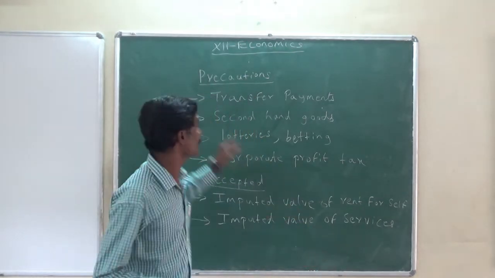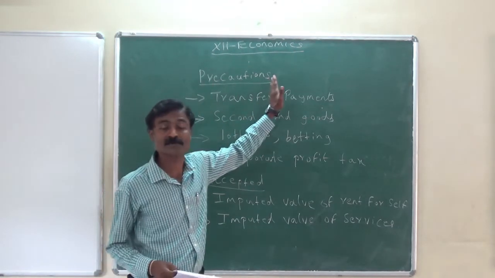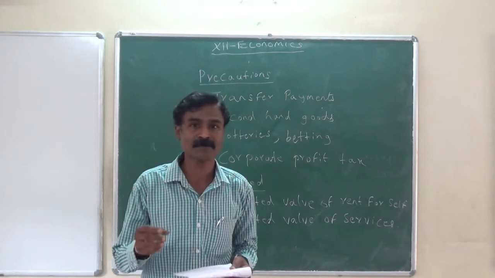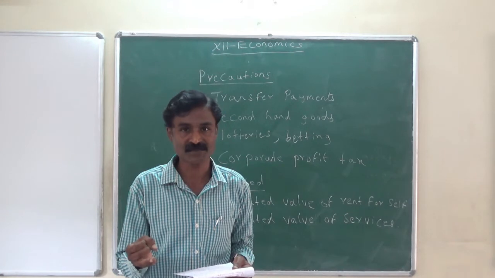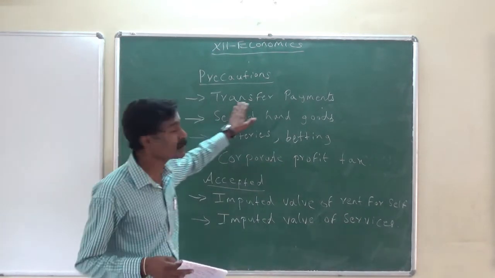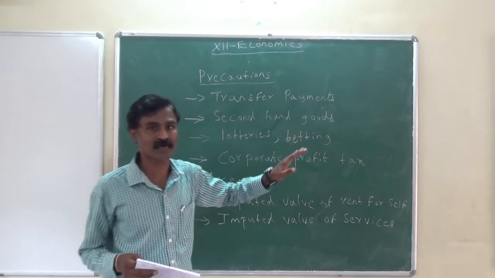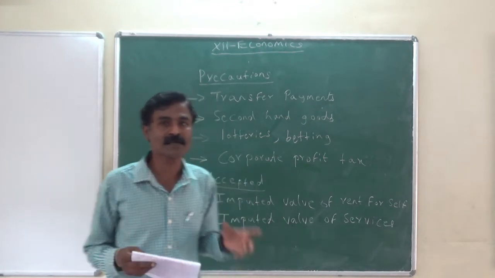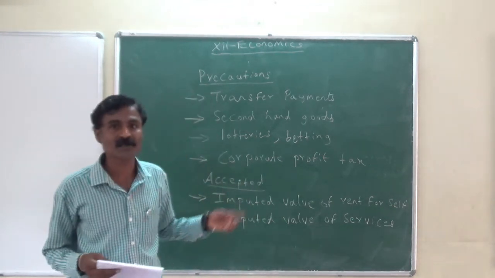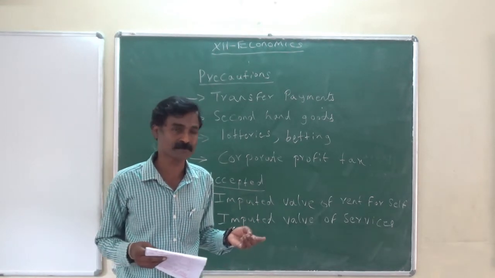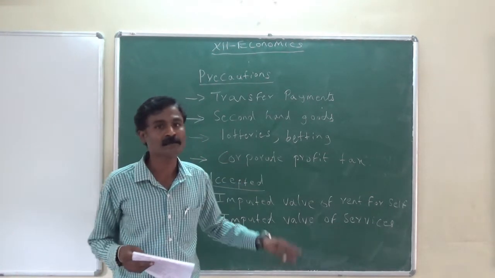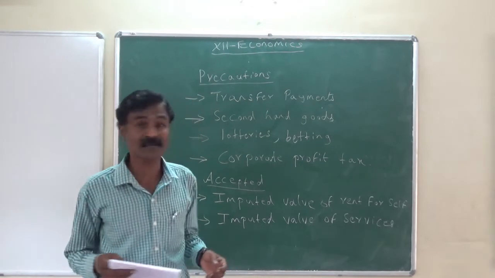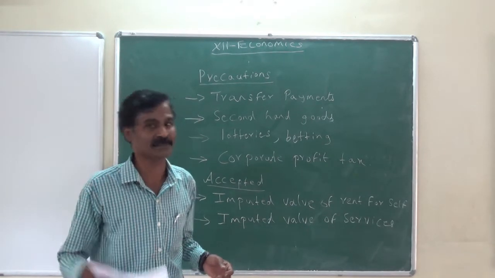Some of the precautions in national income are the items which should not be included. The first is transfer payments. What are transfer payments? Something like social security, pension schemes, etc. All these are not to be included. The second point is second-hand goods. As I told you in the product method, second-hand goods also should not be included in the national income. The third point is lottery, betting. These are all windfalls, so windfalls like lotteries and betting should not be included. And the fourth is corporate profit tax, because corporate profit tax has already been included in the national income.